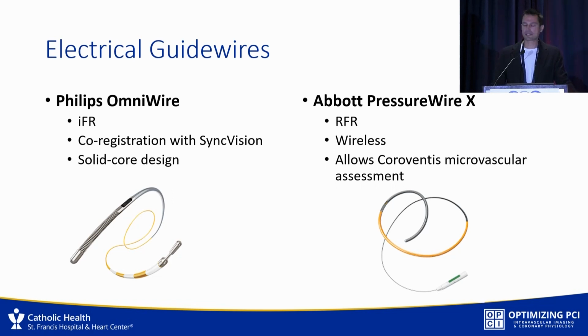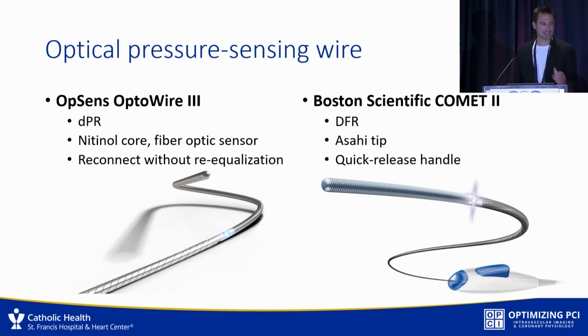Abbott PressureWire X is another one. RFR is their non-hyperemic pressure ratio. The advantage is it's wireless for the connection, and the main advantage of PressureWire X is it allows you to do microvascular assessment using the Coroventis system.